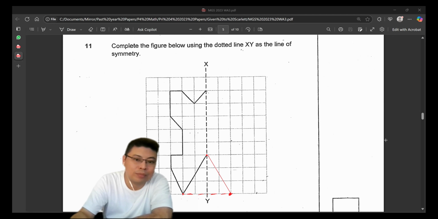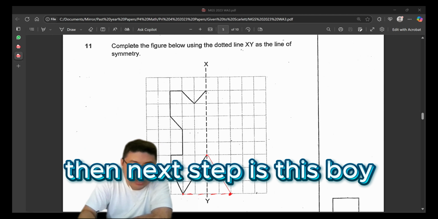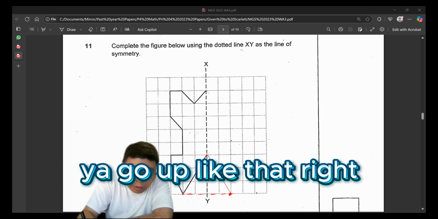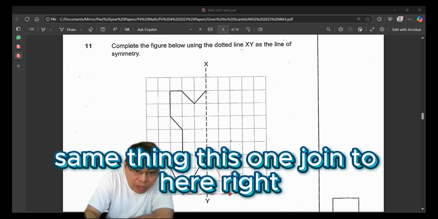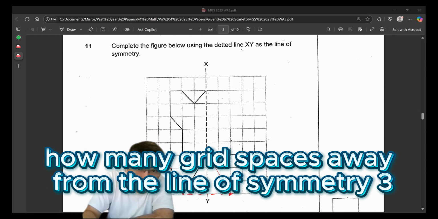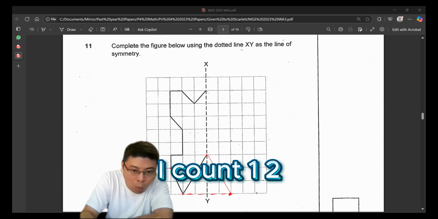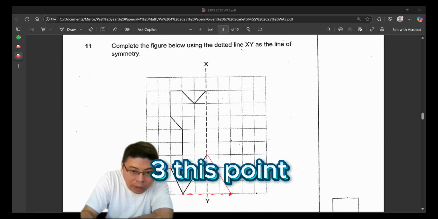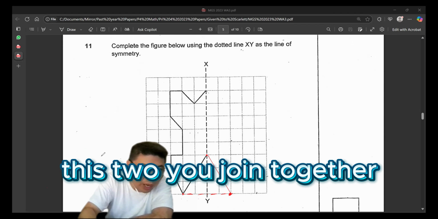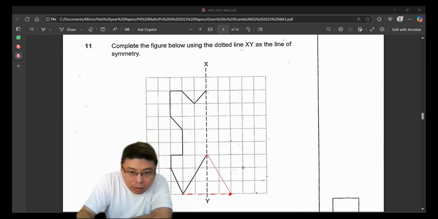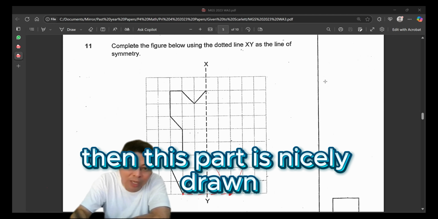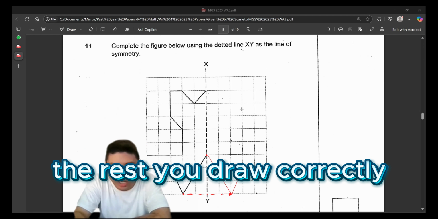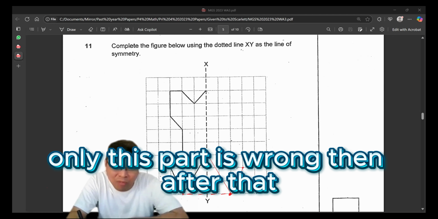Alright. Then the next step, this point goes up like that, right? So this one also goes up, right? You don't know whether to go up this way or that way. Same thing. This one joins to here. How many grid spaces is this point away from the line of symmetry? 3. I count 1, 2, 3. So I identify the point, and you join these 2 together. Like that. Then this part is nicely drawn. The rest you drew correctly. Only this part is wrong. Then after that you continue.